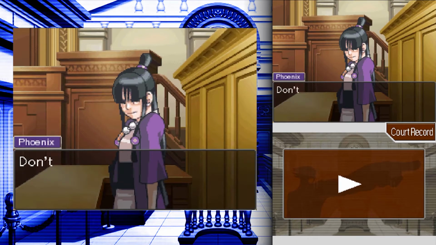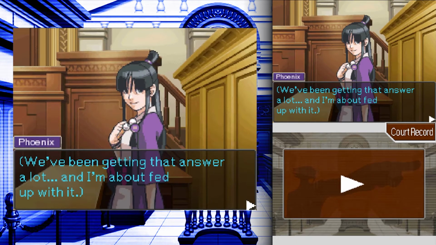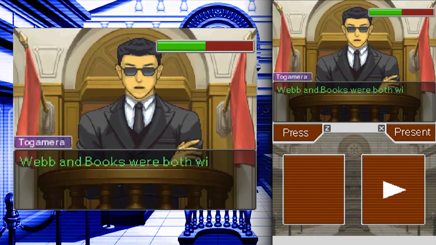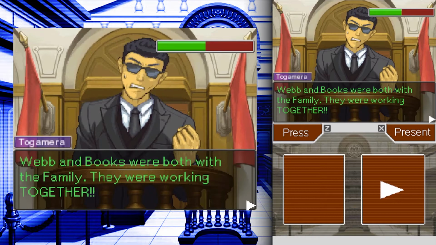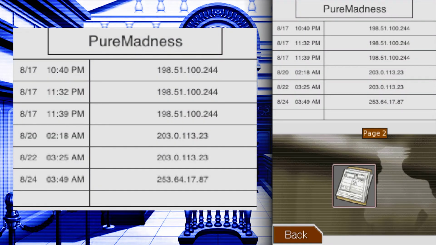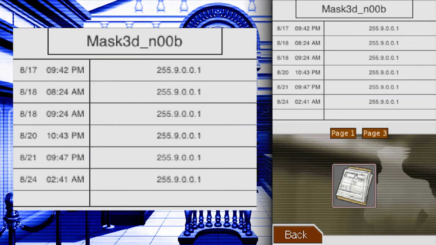So those 2 go to that, but okay, technically for the IP address thing, what does it change that he knows with the IP address, like the whole IP chart? What does that change? Pure Madness, we already know that she and Summoner are the same person.